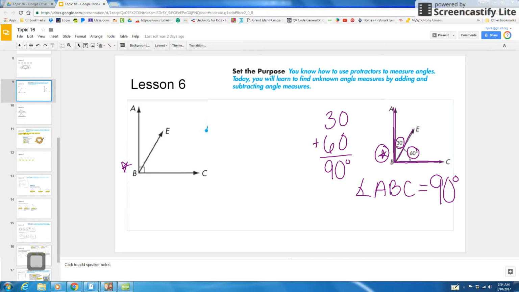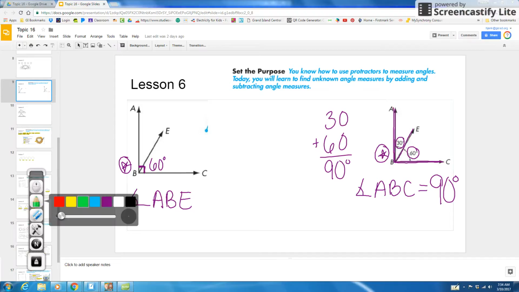Now let's jump back over to this one that's not labeled. Let's say I only gave you 60 degrees here. If you look closely, we have our little corner square. And if you remember from the last few lessons, that little corner means that we have a 90-degree angle. So if I asked you, this could be a question, could you find the measure of angle A, B, E? And that's referring to this angle right here. Okay, I'm asking you to find this angle right here in green.